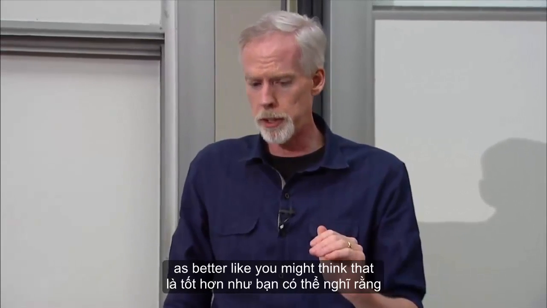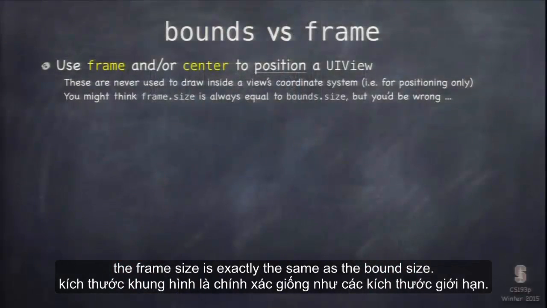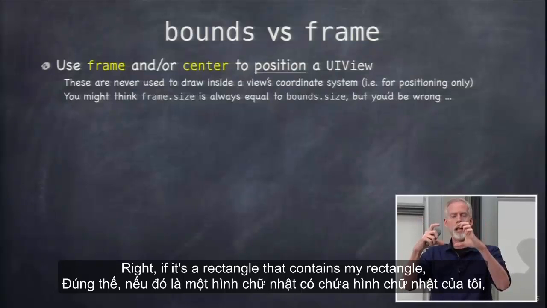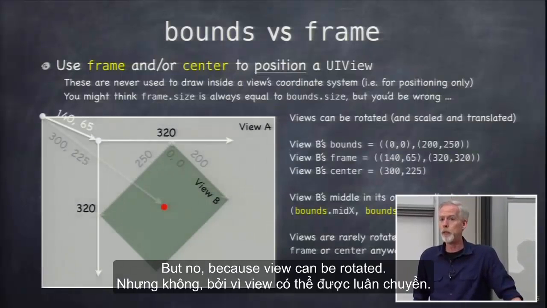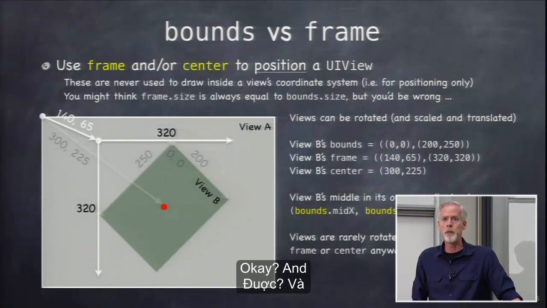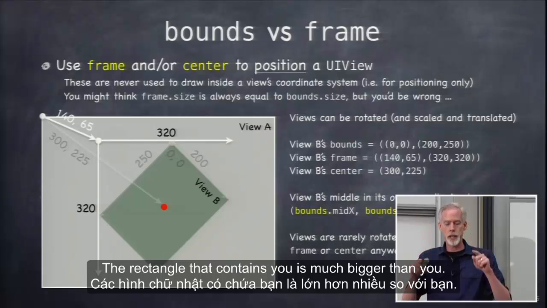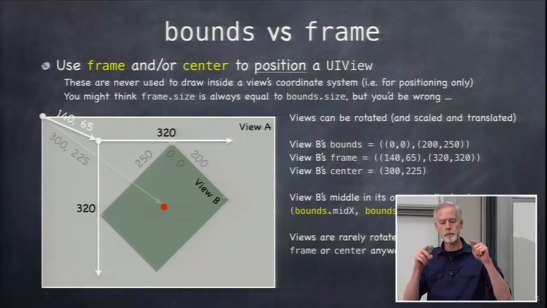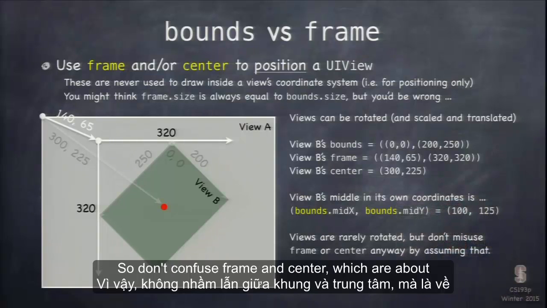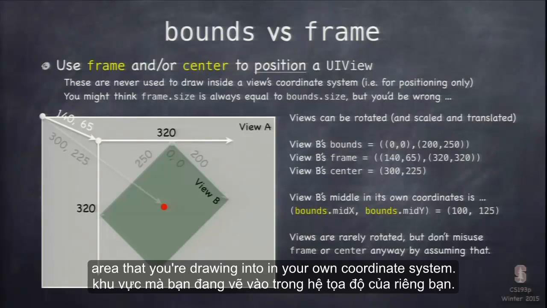To give you a picture of this, you might think that the frame size is exactly the same as the bounds size, right? If it's a rectangle that contains my rectangle, it must be exactly the same size. But no, because views can be rotated. And if you rotate your view like this green view, look how much bigger the frame is. The rectangle that contains you is much bigger than you because you're tilted, right? Make sense? So don't confuse frame and center, which are about positioning, with bounds, which is your size, the area that you're drawing into in your own coordinate system.